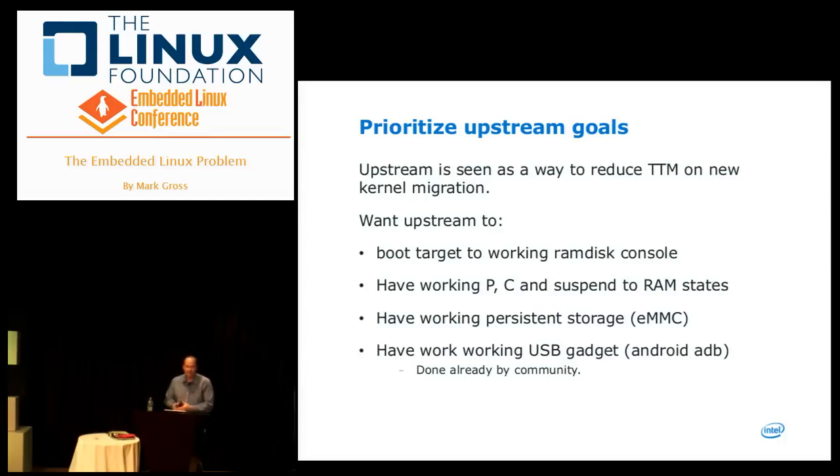Okay, a little more detail on those things and what to do. So from my perspective, my upstream goals are, I want the upstream kernel to boot my platforms to at least a working RAM disk with a serial console. I want to have working P and C states and suspend to RAM, working DVFS and low power idle states. I want those working. I also want to have the persistent storage working so that I can put an OS image on the eMMC and do the next step.